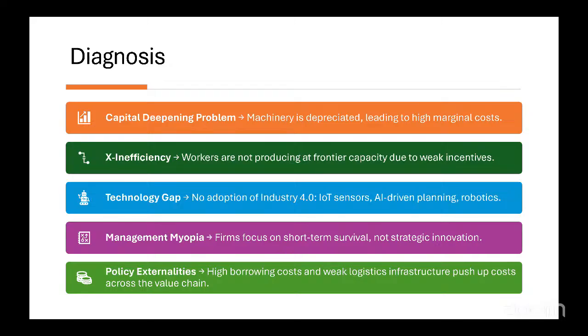First, there's what we call a capital deepening problem. The machinery is fully depreciated because breakdowns are common, and cost per unit keeps rising as a result. Second, there's X-inefficiency, where workers are not producing anywhere near their potential because they don't have the incentives or motivation or even the skills to do so.